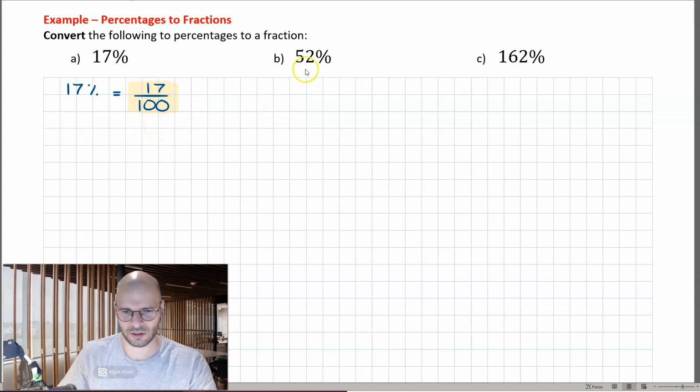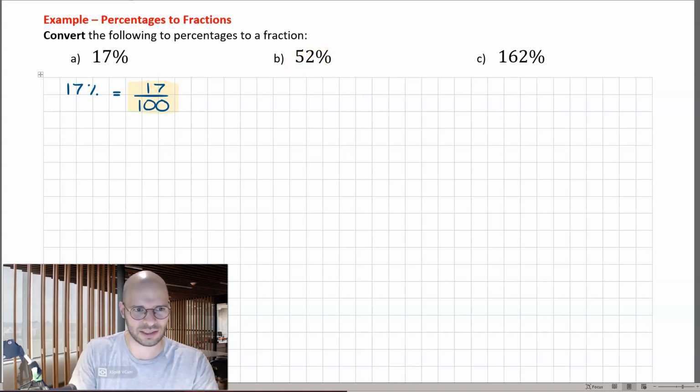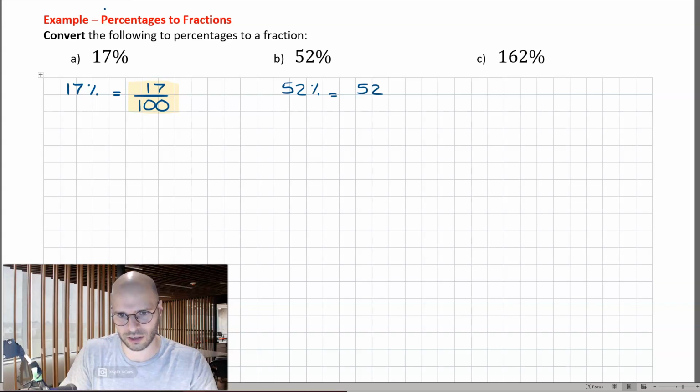Alright, B, 52%. We wish to convert this into a fraction. Once again, we start off by grabbing our 52%. We then put 52 over 100, dropping the percentage sign as we do it. Next, we observe our numerator and denominator and wonder to ourselves, could we factorize this? And as a bit of a hint, yes we can.